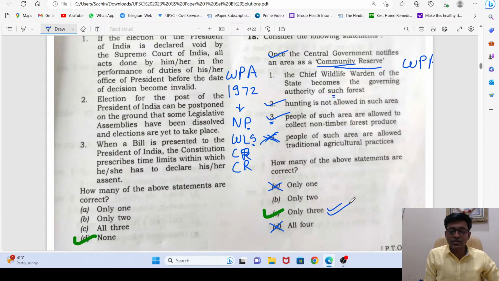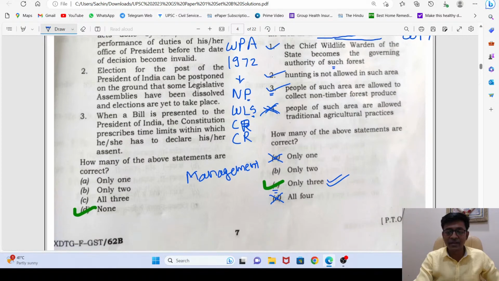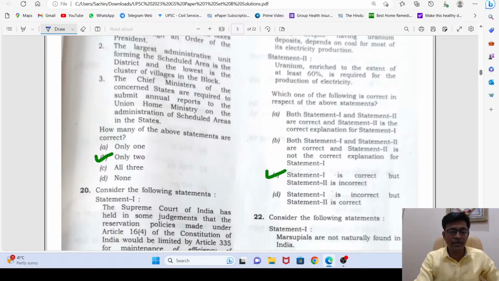So here our answer is only three, because there is actually a management committee that manages and takes all the decisions related to the community reserve and conservation reserve. But when it comes to the governing authority, it is the Chief Wildlife Warden. That's why your answer is C. Only three statements are correct, that is first, second and third. So here you can see I again used the elimination method. We can use the elimination method wherever we want, even if UPSC is ensuring that the elimination method cannot be used. This is the first question from environment and ecology.